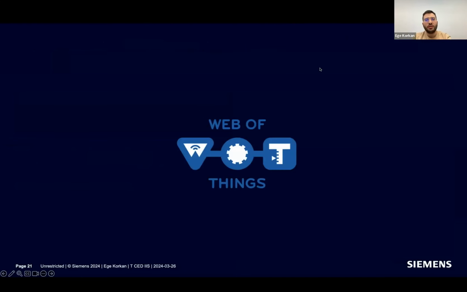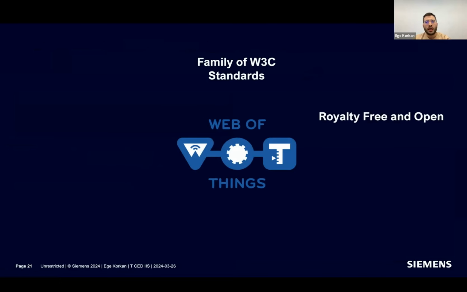So Web of Things is basically a family of W3C standards. W3C is the World Wide Web Consortium, where most of the web standards are standardized. So HTML, CSS, lately things about verifiable credentials and this kind of topics are all happening there. And as with all W3C standards, it's royalty free and open. So we will never know if you're using it, and it's for you to just go and use.